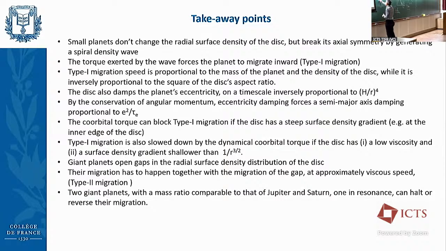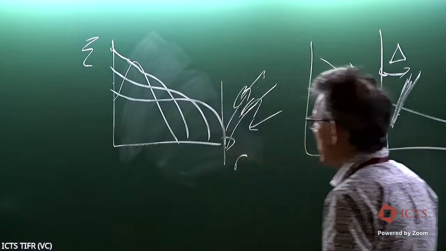The standard viscous evolution theory of the gas: this is a radius, this is sigma. You start with a narrow disk, it can be something like this. And then because of viscous evolution, the disk tends to spread like this, until it cannot spread anymore because you have external photoevaporation. It may lose all the gas that goes beyond a given radius.